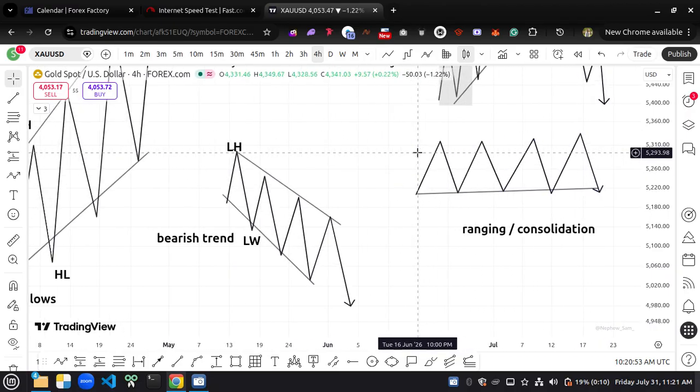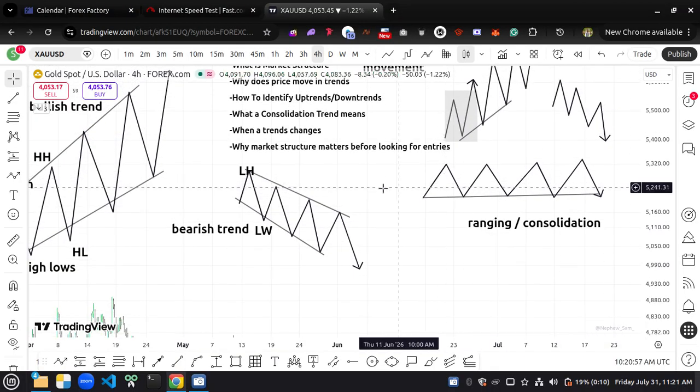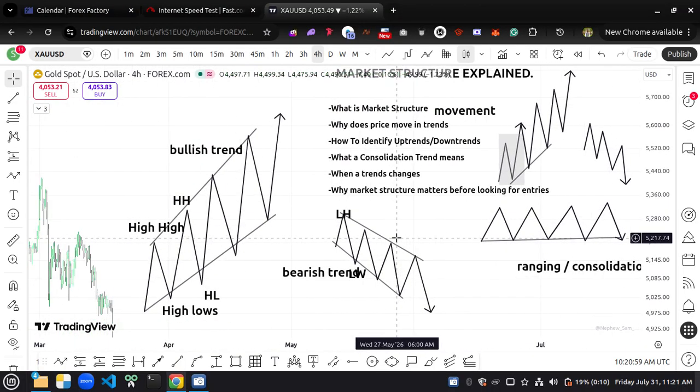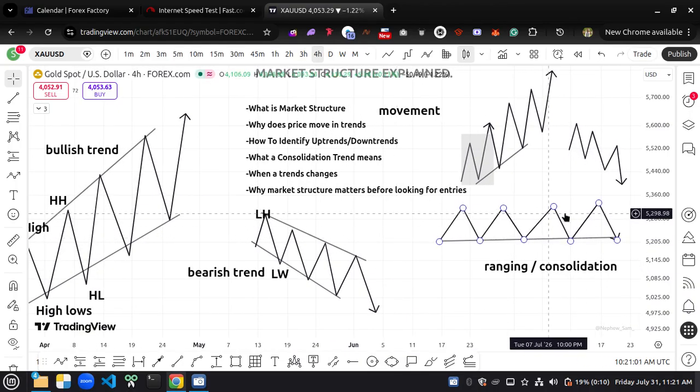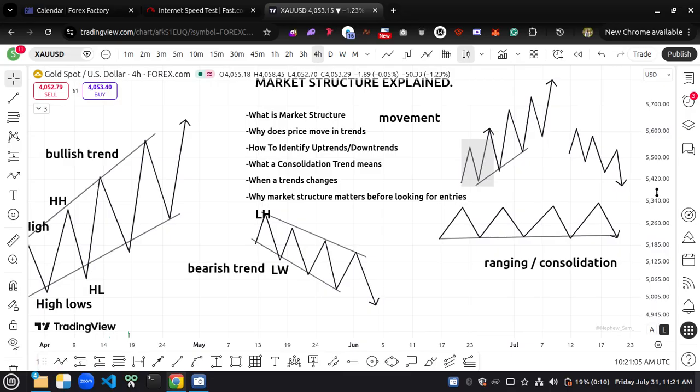Do you get it? These are the ways to identify a market trend and market structure. I'm going to leave the screen like this in case you want to see them once again and take your notes. That is how to identify market structure when it's going to the upside, to the downside, and when it's ranging.